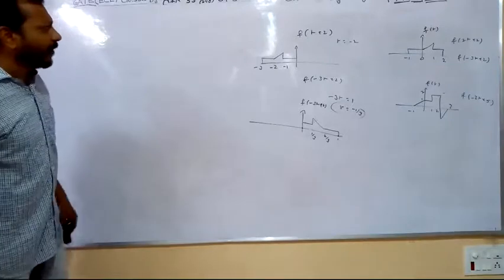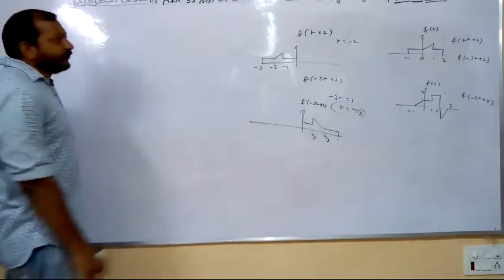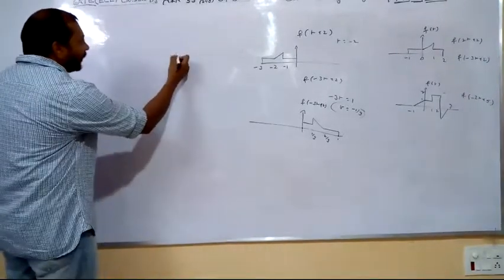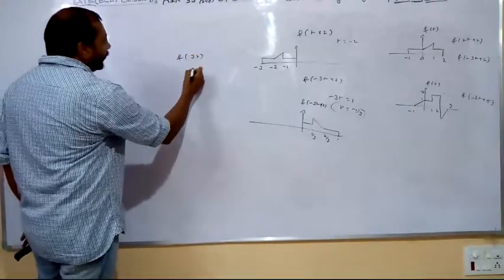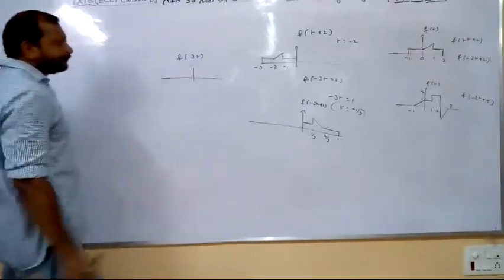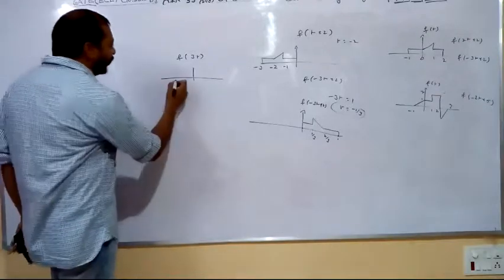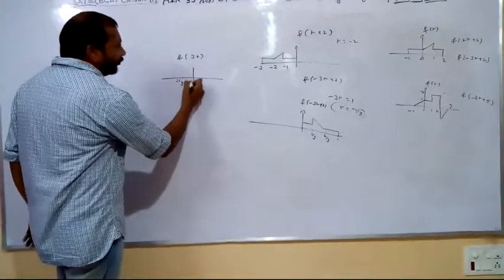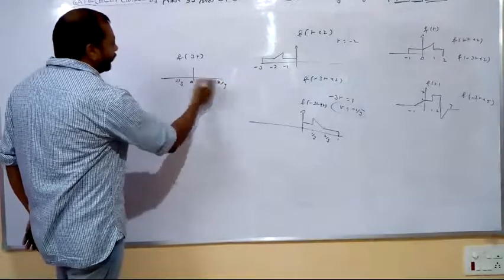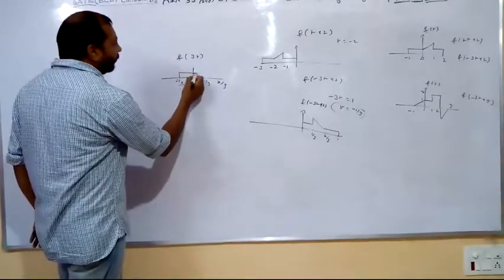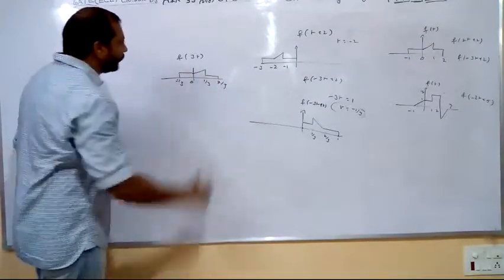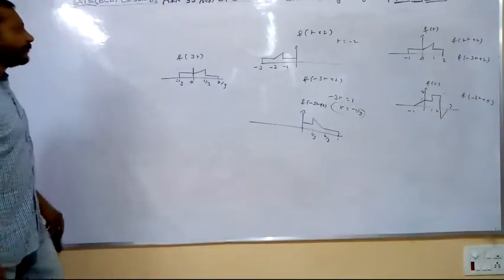Now we'll do the same question in the form of scaling and then shifting. First I am writing f of 3t. I am writing the corresponding signal f of 3t: t equal to minus 1 by 3, this will become minus 1 by 3. This is 0, this is 1 by 3 and this is 2 by 3. The corresponding signal will become like this. This is your f of 3t.